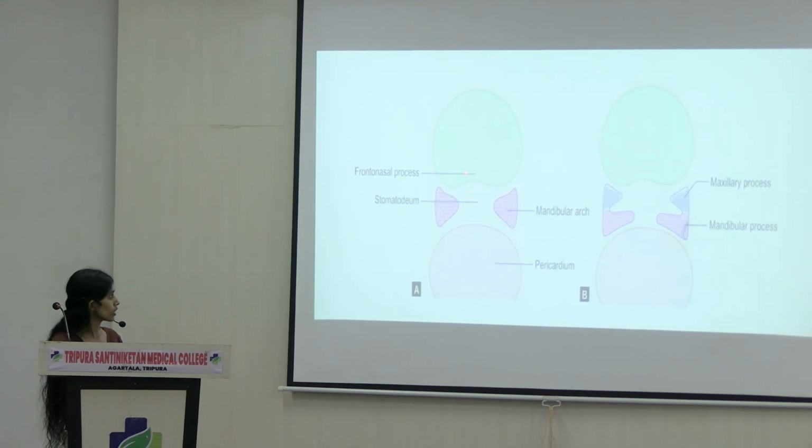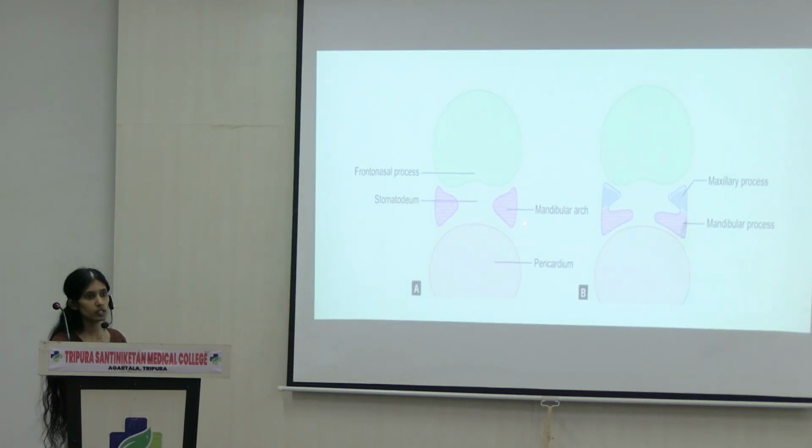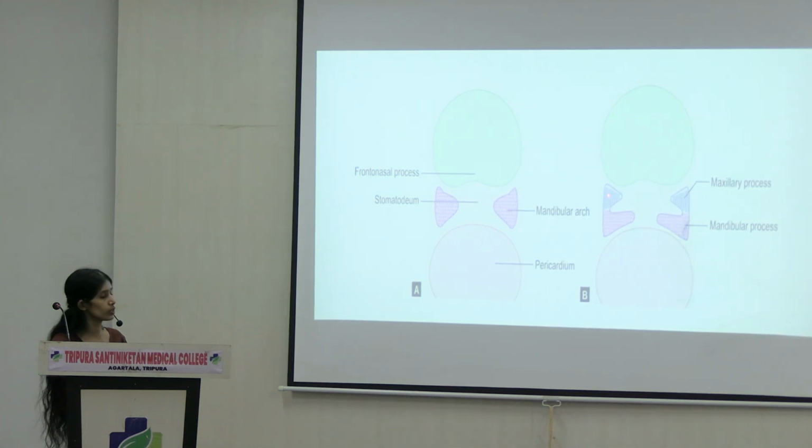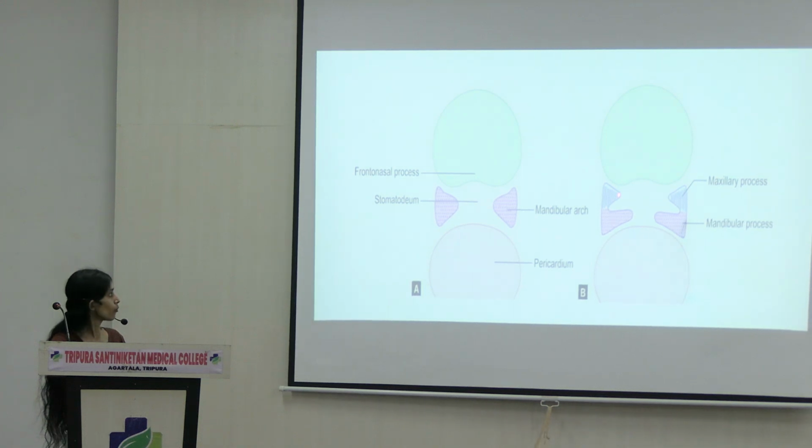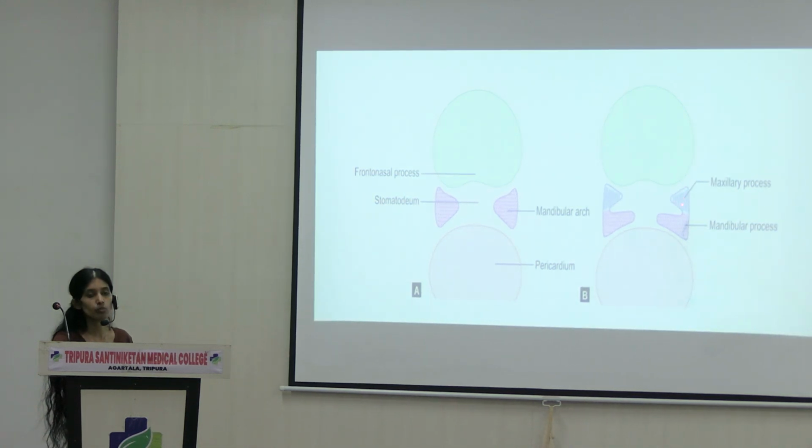This is the frontonasal process. First there is only the first pharyngeal arch, that is the mandibular arch. Later your mandibular arch is going to divide into a maxillary process and mandibular process. When the maxillary and mandibular processes are getting separated, your frontonasal process will increase in size and start moving in the downward direction.